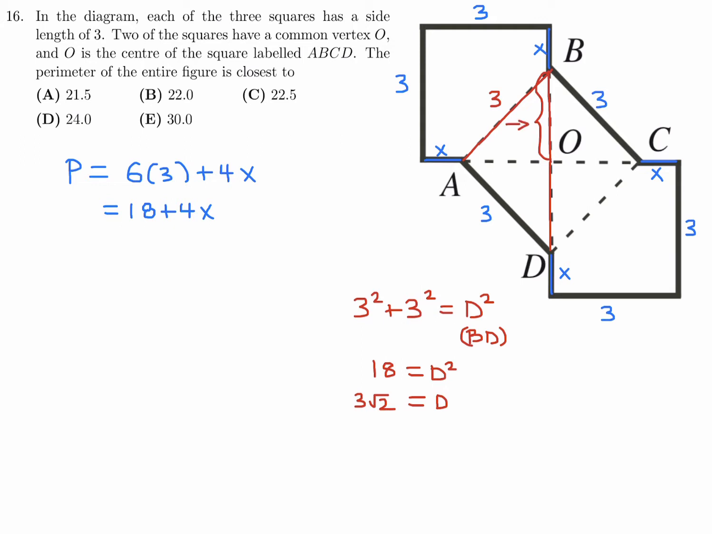Now this distance right here is the diagonal divided by 2. So that is going to be 3 root 2 divided by 2. Okay? So therefore x is essentially the length of the side minus this 3 root 2 over 2. So the length was 3 minus 3 root 2 divided by 2. All right? So there you go. So now I can go back and plug it in. 18 plus 4 times x. x is 3 minus 3 root 2 over 2.